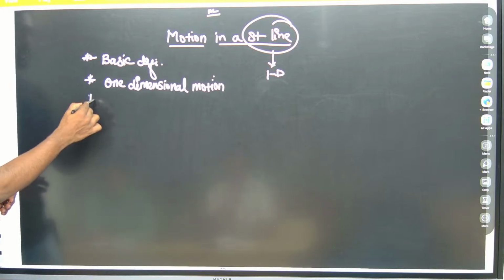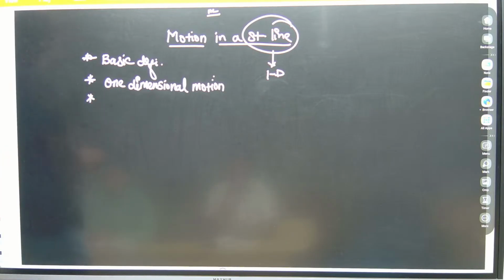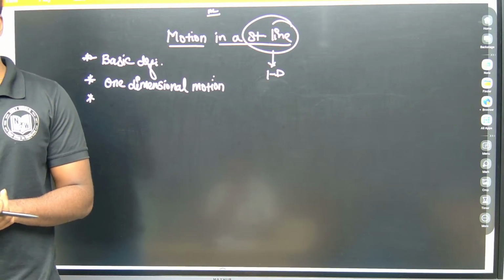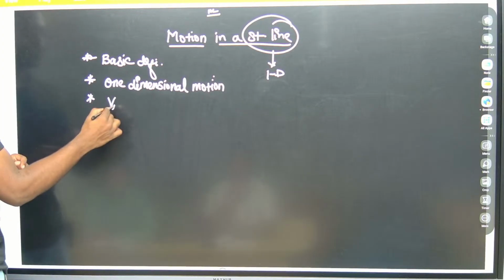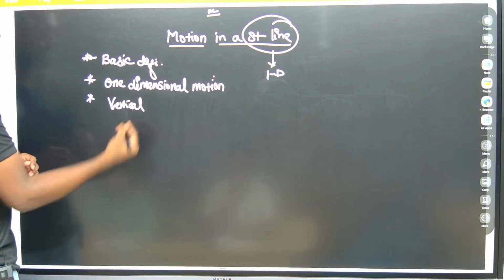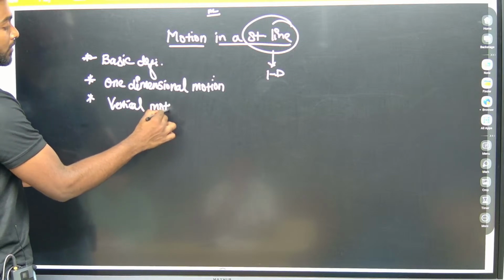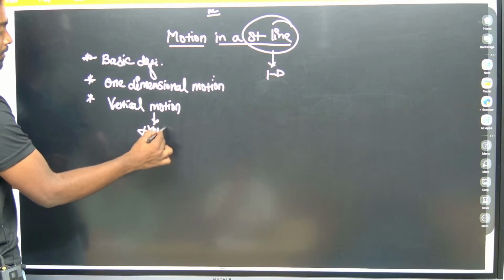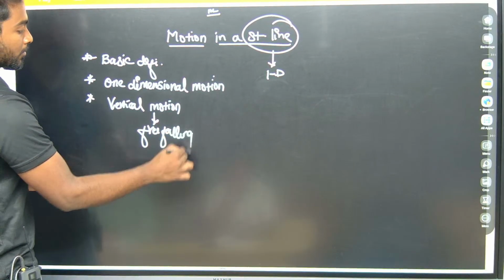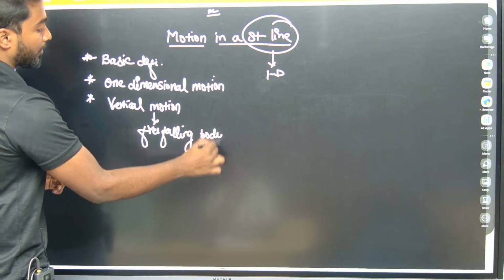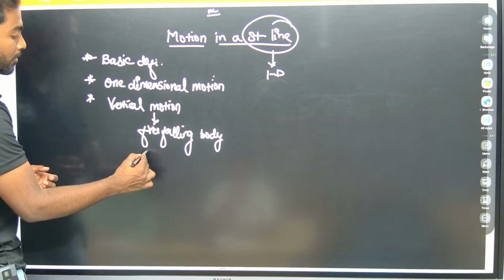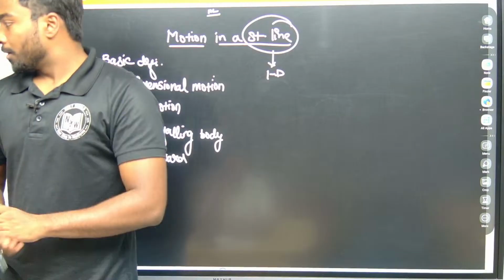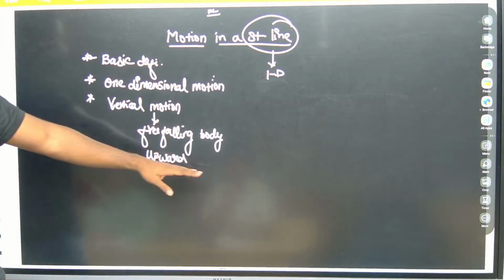Next, we discussed the kinematic equations, and then vertical motion. Under vertical motion, we discussed the free falling body, and then an object that has been thrown upward. Almost these things we have discussed.